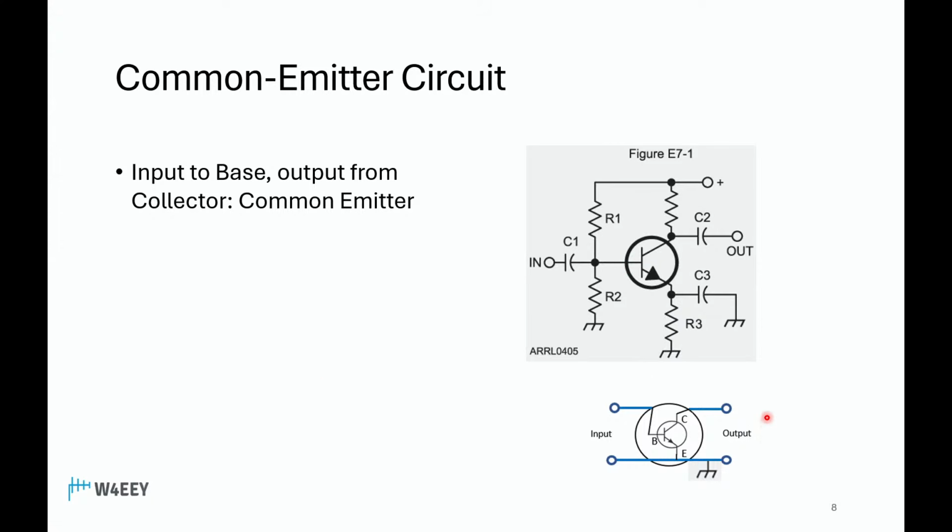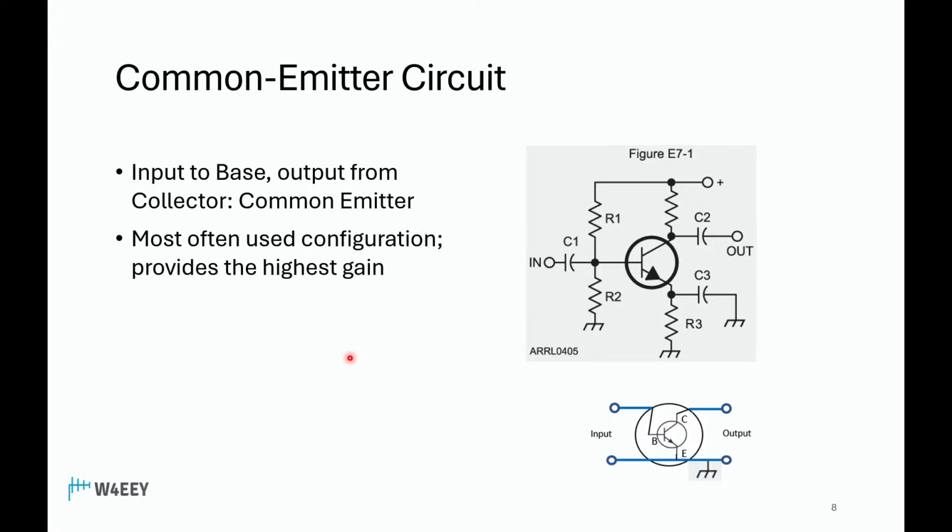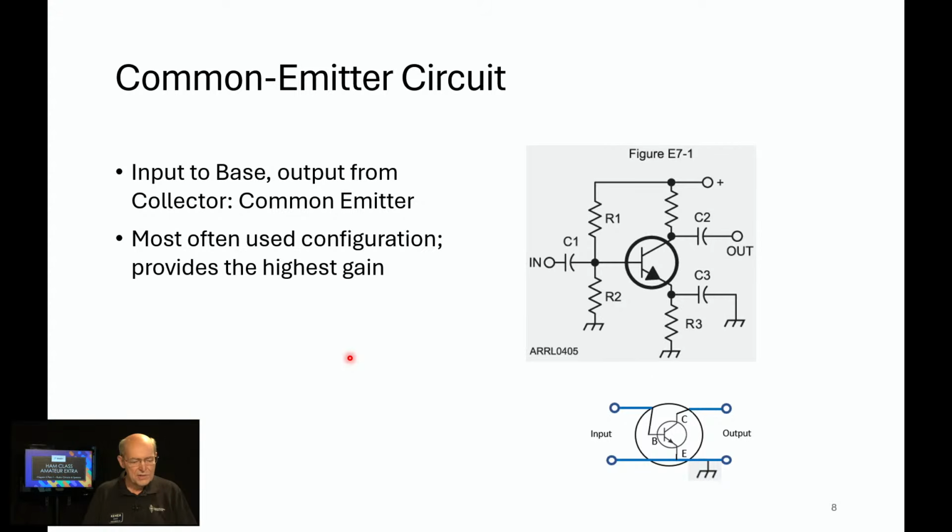Output is from the collector. Here's the collector. And this is the common emitter configuration. You'll see this configuration the most often in schematic diagrams and circuits, and it provides the highest gain.